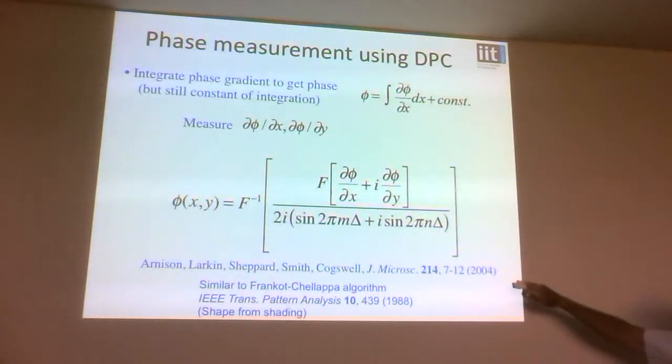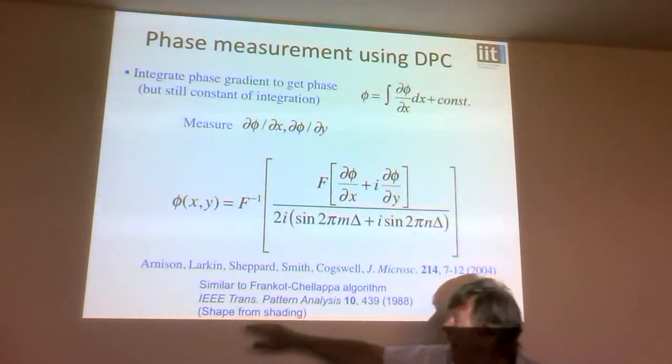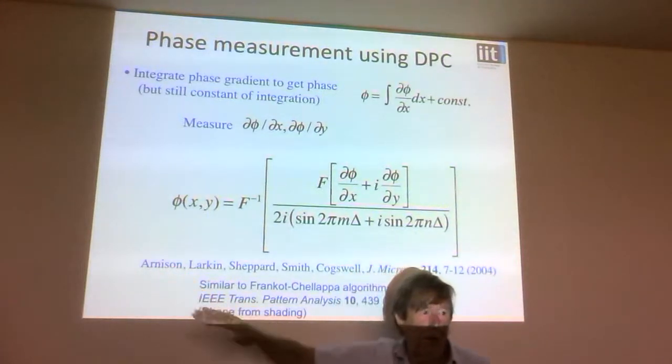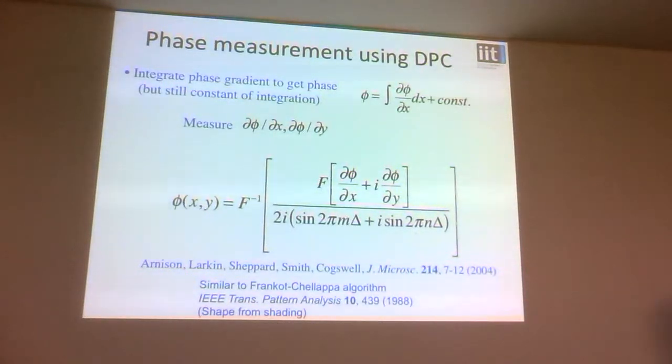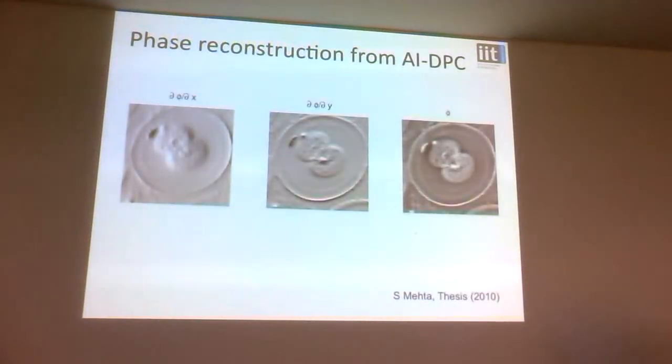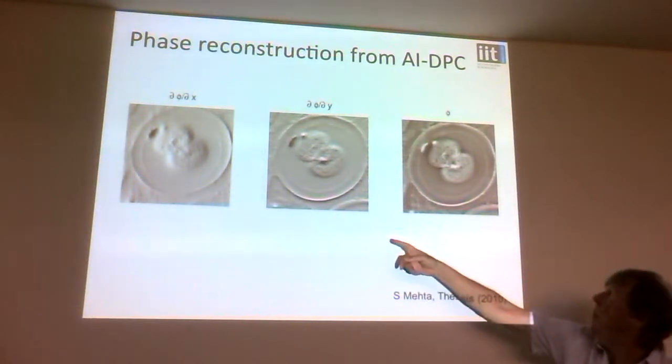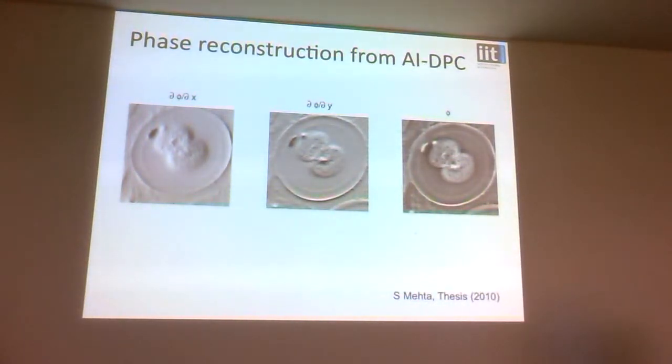So this was developed by our student Matthew Arnison when I was in Sydney. Actually we found later that there's something a bit similar in the machine vision area, shape from shading, called the Frankot-Chellappa algorithm, which is a bit similar to this. And this is an example of applying that. We've got dφ/dx, dφ/dy, and we calculate phase from that.